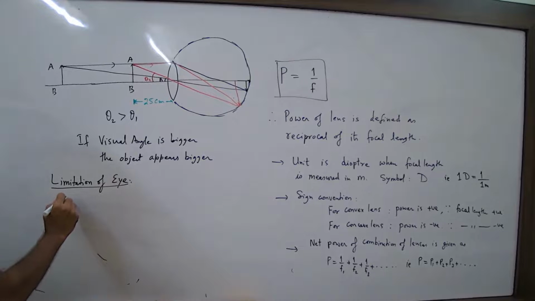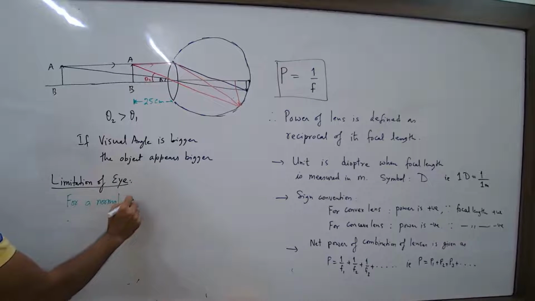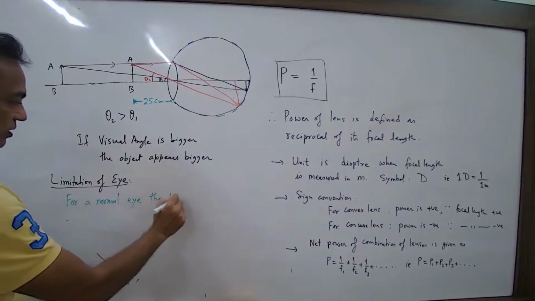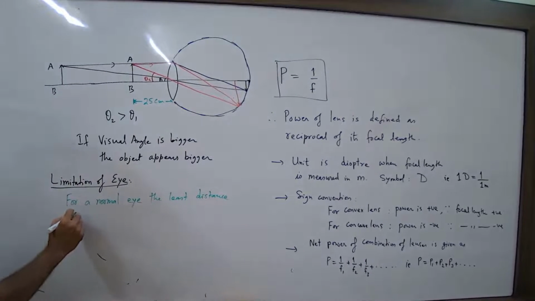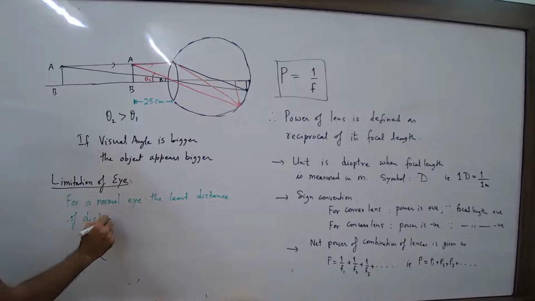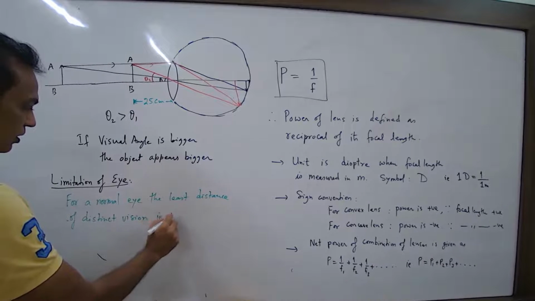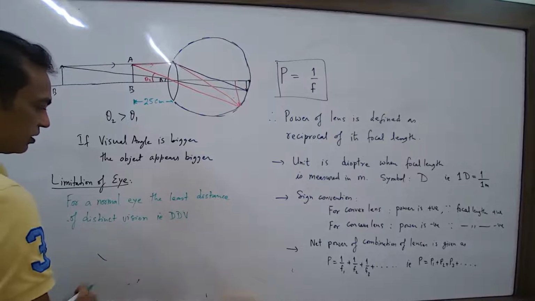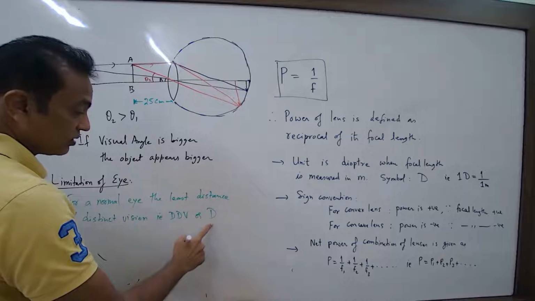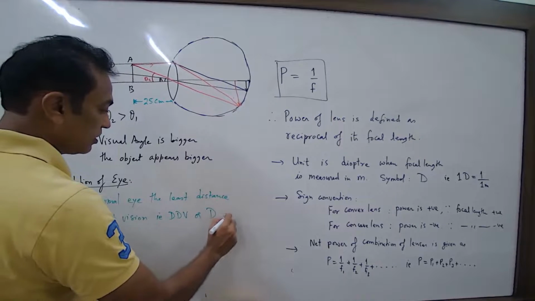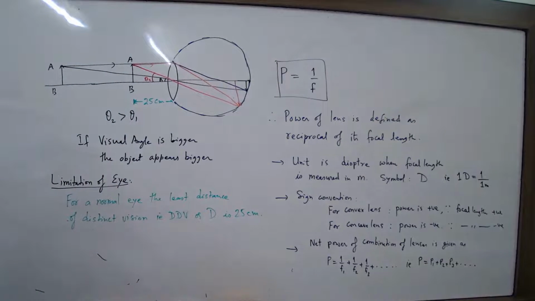So, for a normal eye, the least distance of distinct vision, that is the distance of distinct vision, or just D. Now this is not diopter. The least distance of distinct vision is 25 centimeters. That is for a normal eye, right?